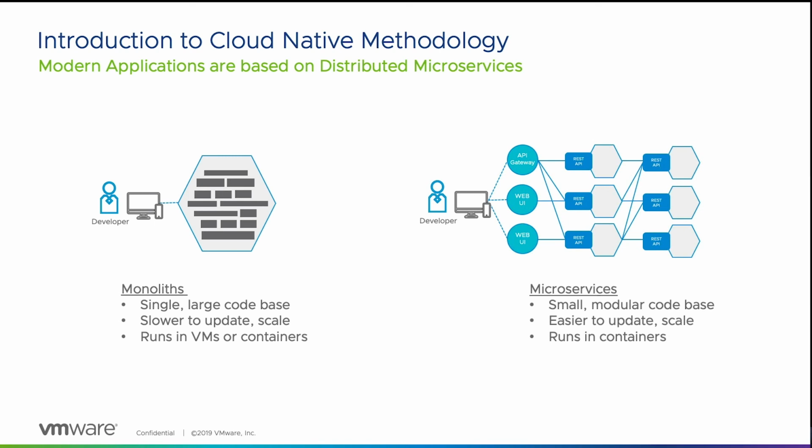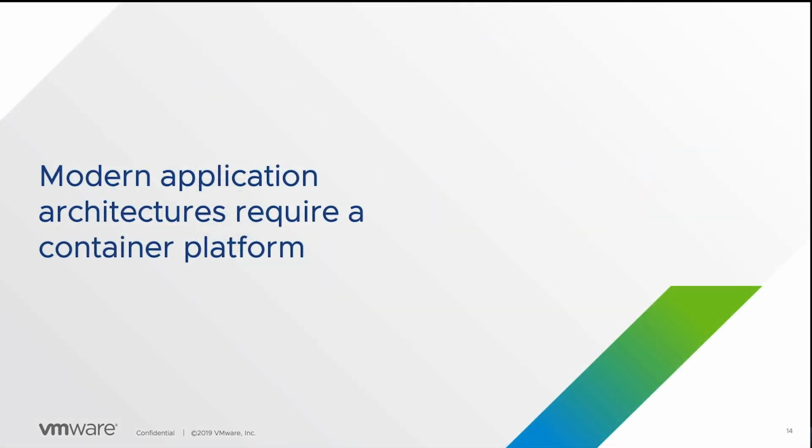But as you can see, there's a lot on the diagram on the right that goes into connecting all these pieces together. How do we ensure that they can communicate with each other? How do we monitor them to ensure if there's a failure, we have some remediation? How do we scale these things independently? And that's where we want to talk about the fact that a modern application architecture requires a container platform or an orchestration system.